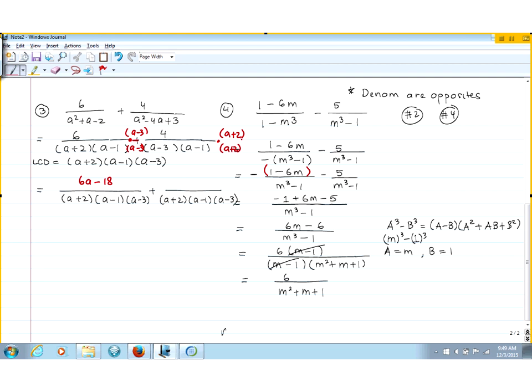Alright. So for the first one, I'm missing A minus 3. On the second one, I'm missing A plus 2. So what do I have on top? 4A plus 8. Yes. Good.